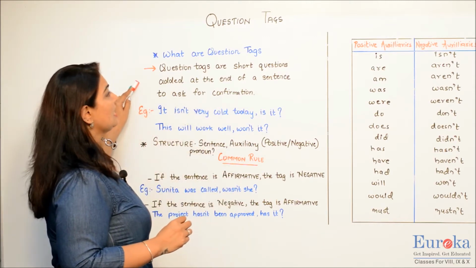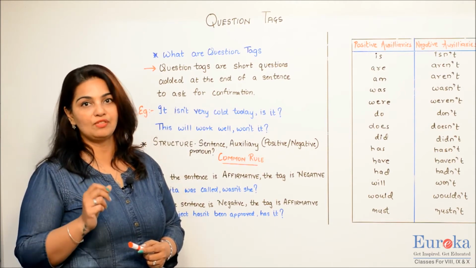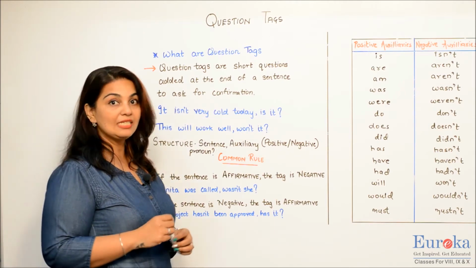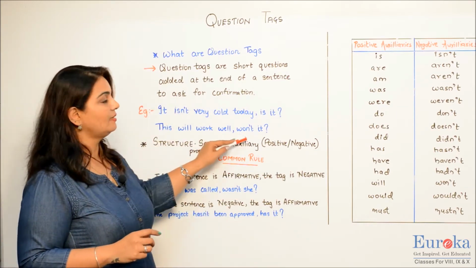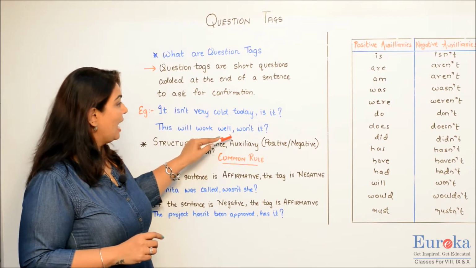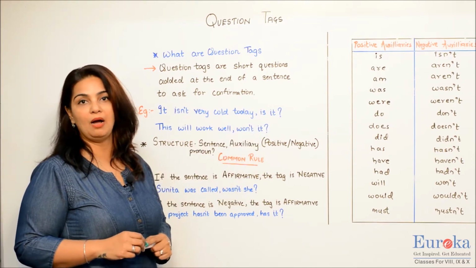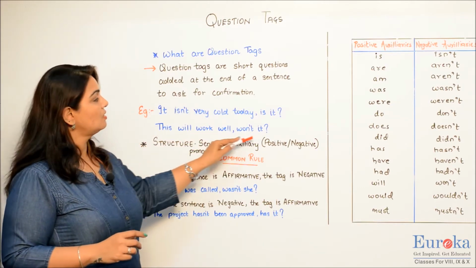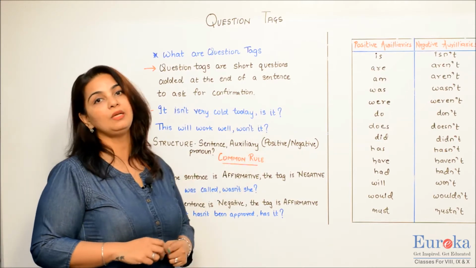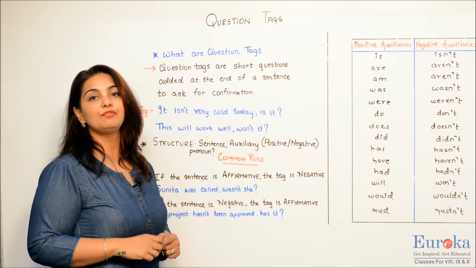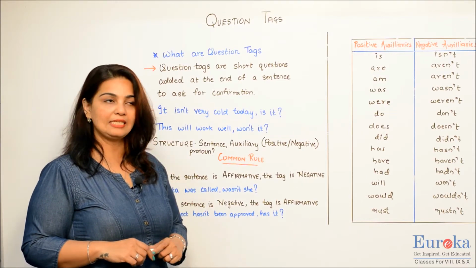So, question tags are short questions which we add to the end of the sentence. So, when we say the end of the sentence, students, you have to write the entire sentence with a comma and then add the question tag and give a question mark. If the format is not in this order, I'll tell you students, your answer will be wrong. So let's look at a few rules, structures and how to go about this question tag.